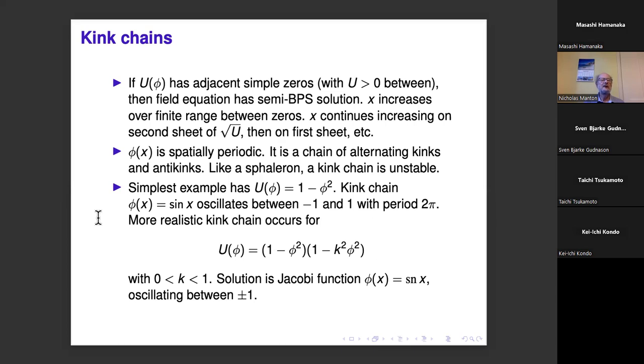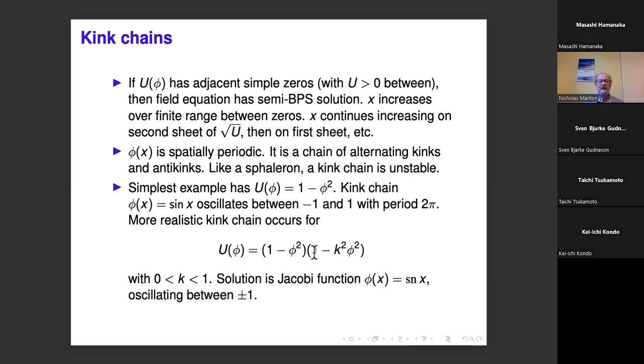for this oscillation problem. Here's the simplest example that has this kind of simple zeros. U of phi is just 1 minus phi squared, a very simple quadratic function. This is a bit artificial, this example. The kink chain, which solves this, is just a sine function. It oscillates between -1 and 1 with period 2 pi. It's a periodic structure. And where it goes up, you call that a kink, and where it goes down, you call it an anti-kink. This is not very realistic because this potential is not very realistic.